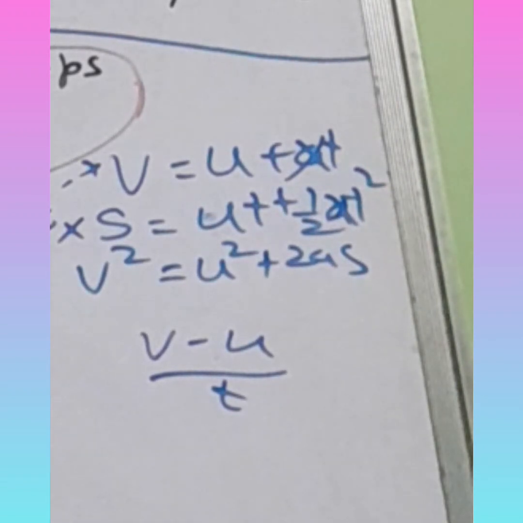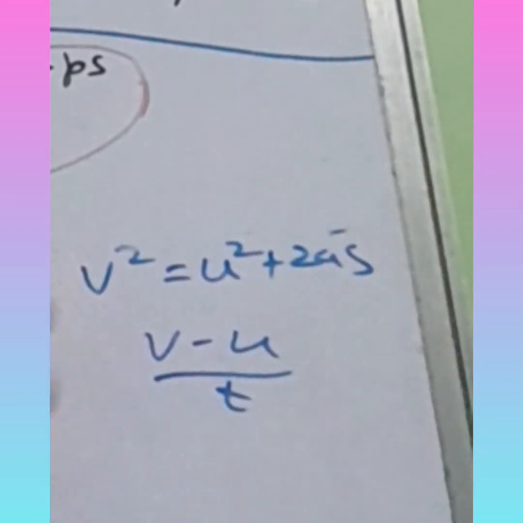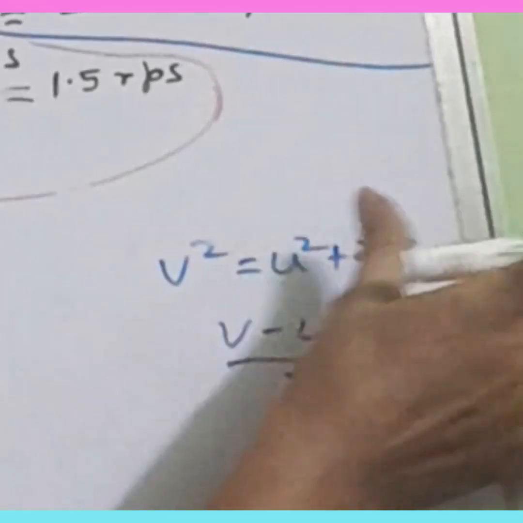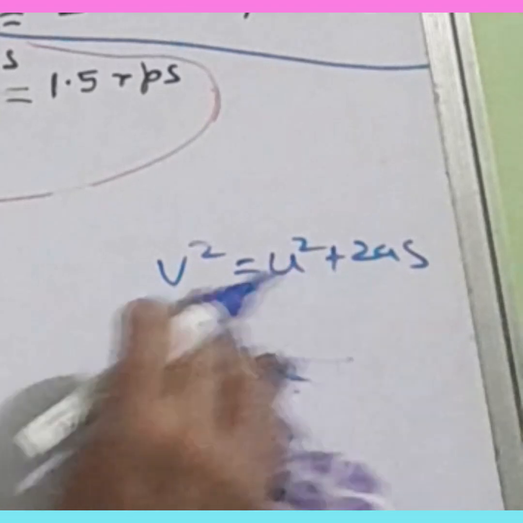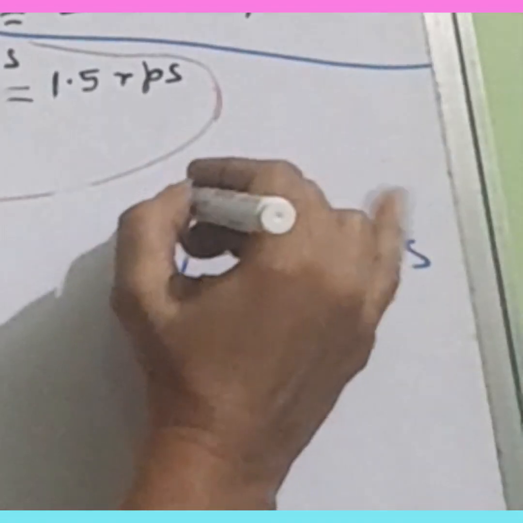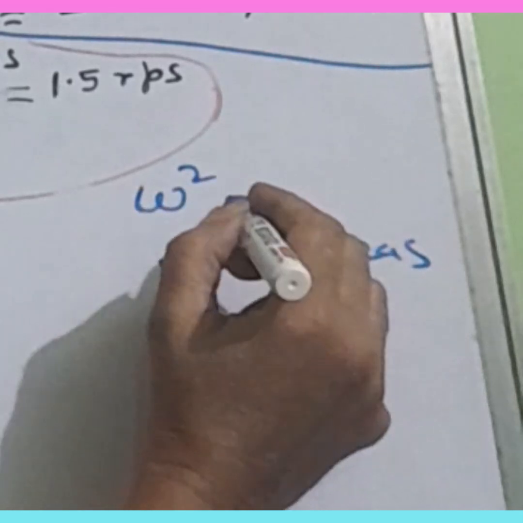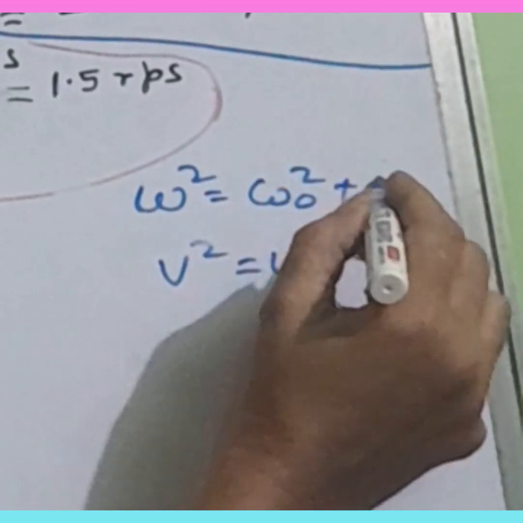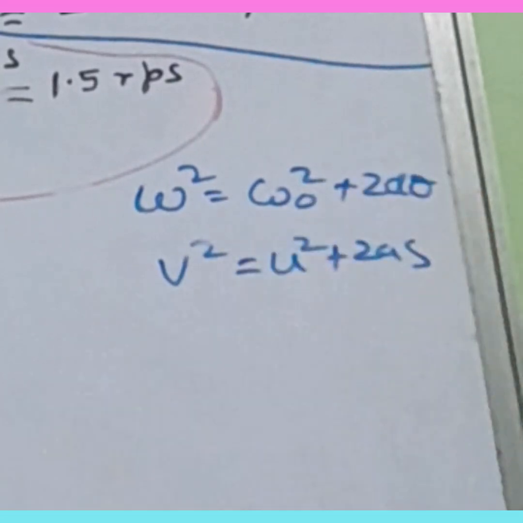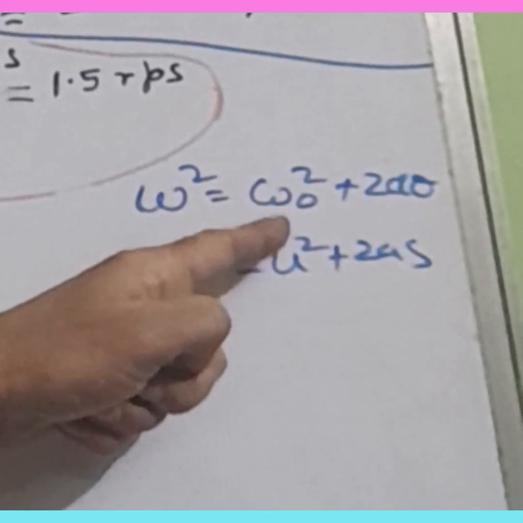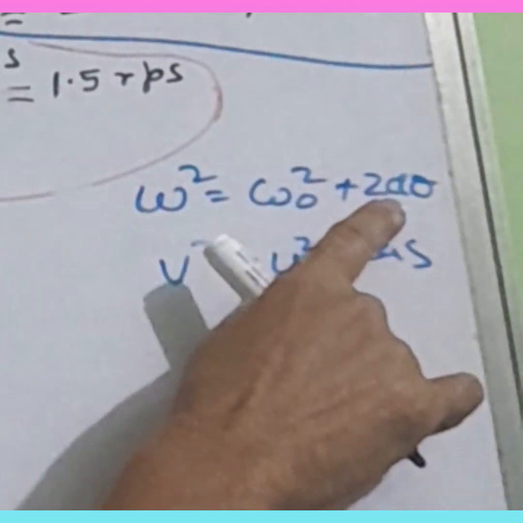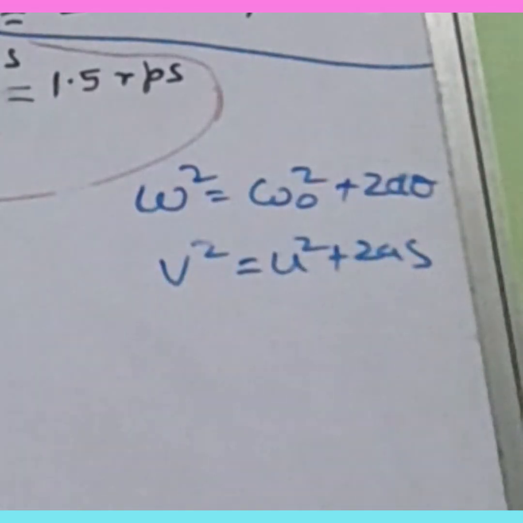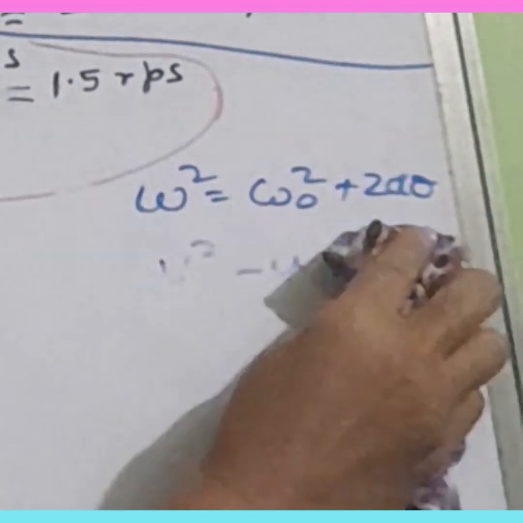Alright, okay. So what we are left with is v square is equal to u square plus 2as. Now let's convert that into angular. In case of angular, this would become omega square is equal to omega 0 square plus 2 alpha theta. So initial angular velocity, final angular velocity, angular acceleration, and theta. That's the conversion. So we don't require this.